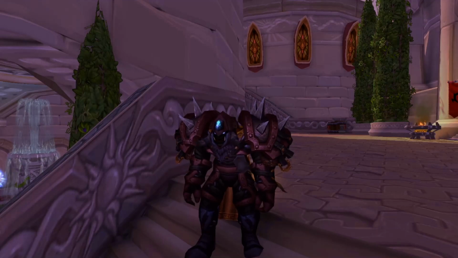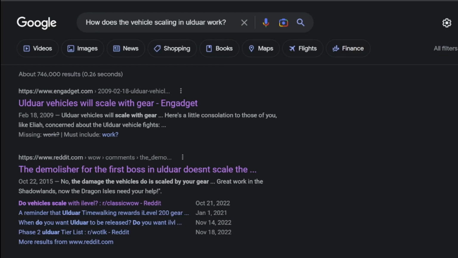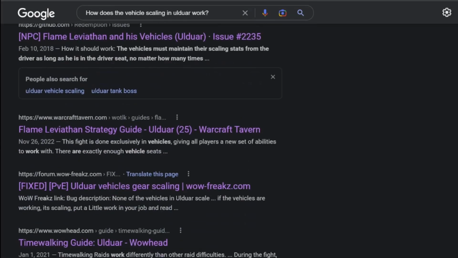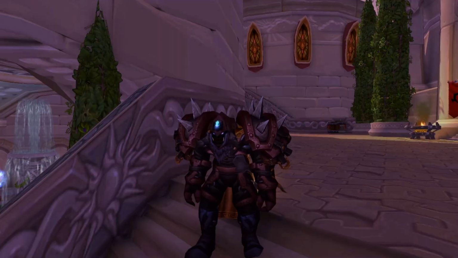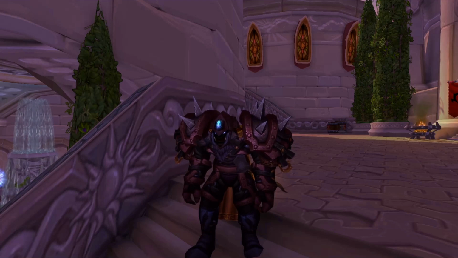So I wanted to find out how the vehicle scaling in Ulduar worked, and when I googled it, the results were... "It scales at item level." Yeah, but by how much? And that's pretty much where it left off. So I figured I'd put in the effort and find out how it actually worked.